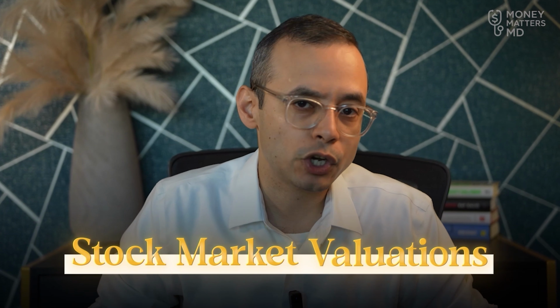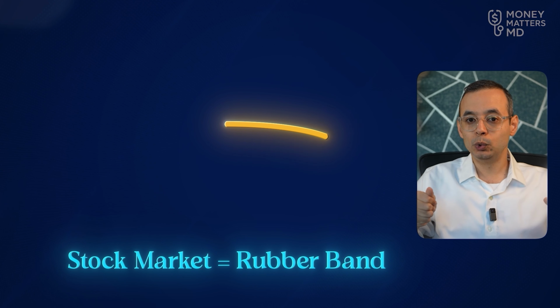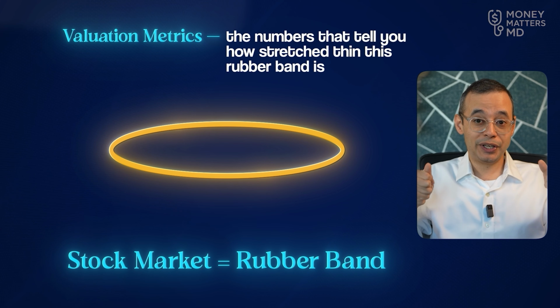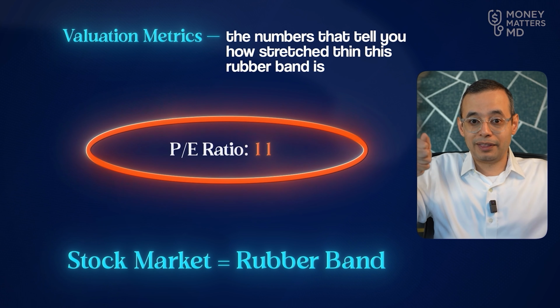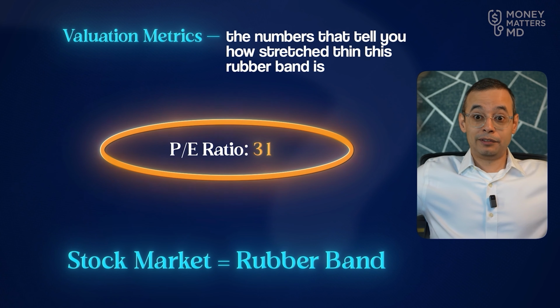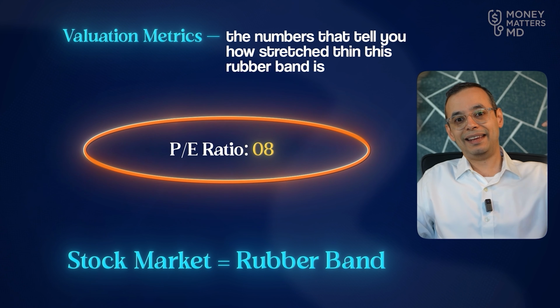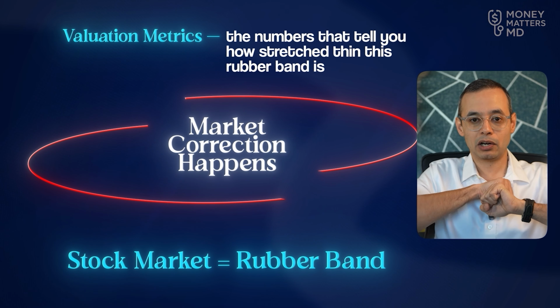So let's talk about stock market valuations right now. There are different numbers that you can use to predict the valuation of the stock market right now. Now, think of the stock market as a huge, thick rubber band. And the valuation metrics are the numbers which tell you how stretched thin this rubber band is. The more stretched thin the valuations are, the more stretched this rubber band gets. And even a little unpredicted stressor can stress this rubber band enough to cause a massive market correction and the rubber band just comes apart.